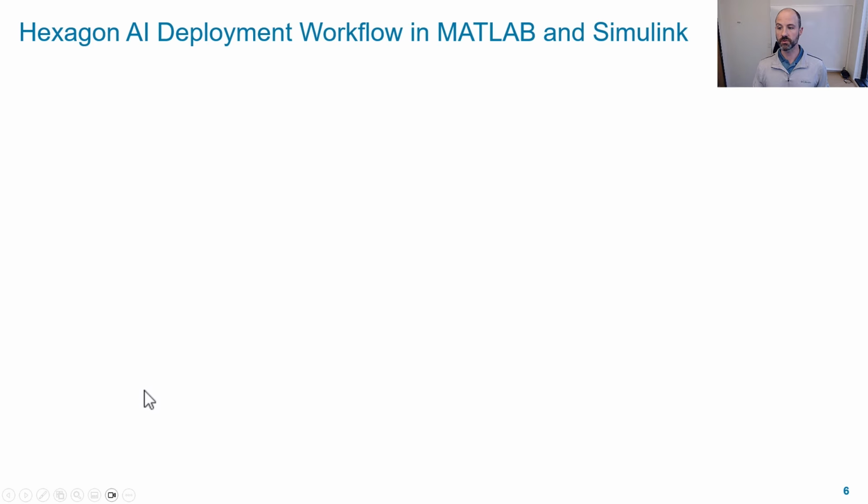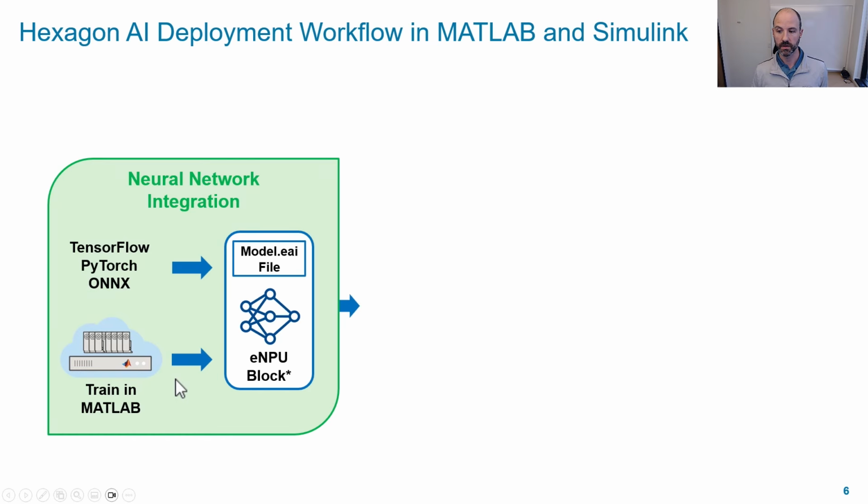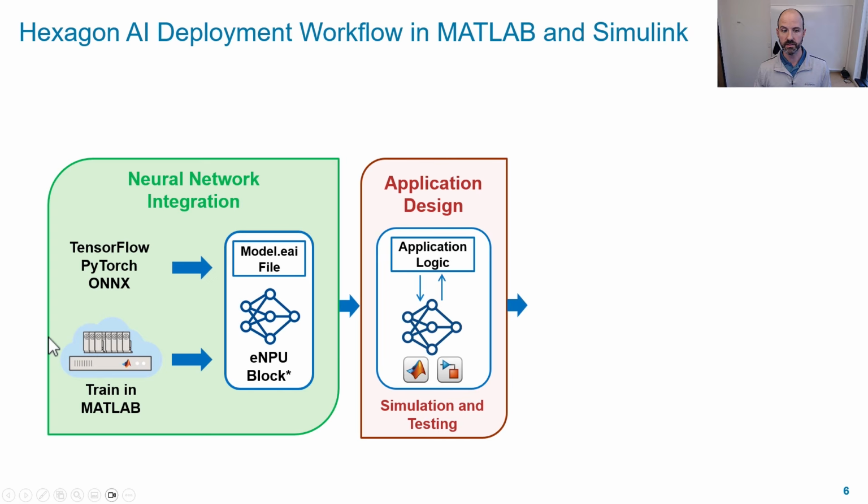Now let's take a look at the general workflow for using this tool to develop and deploy an AI system of your own. In some cases, you might already have a trained neural network in existing frameworks such as TensorFlow or PyTorch or ONNX. In other cases, you might want to train in MATLAB a new model from scratch. In either case, these models are incorporated into a new custom block that's part of this package called the eNPU block. And this is how you get your AI model into the Simulink environment.